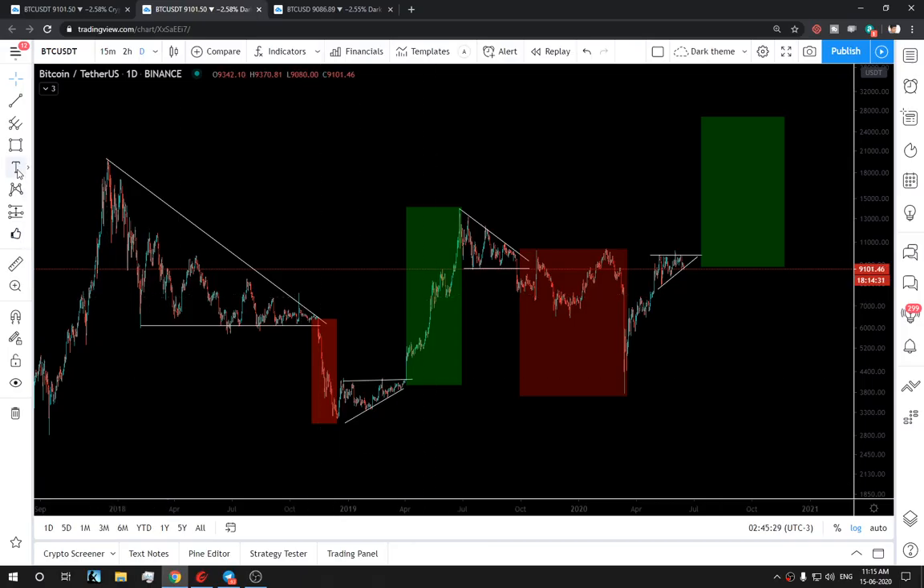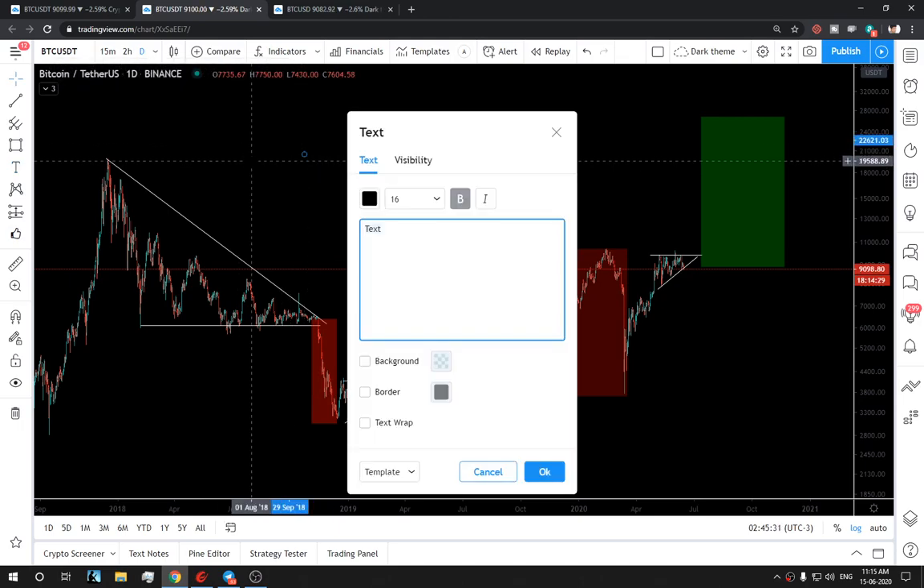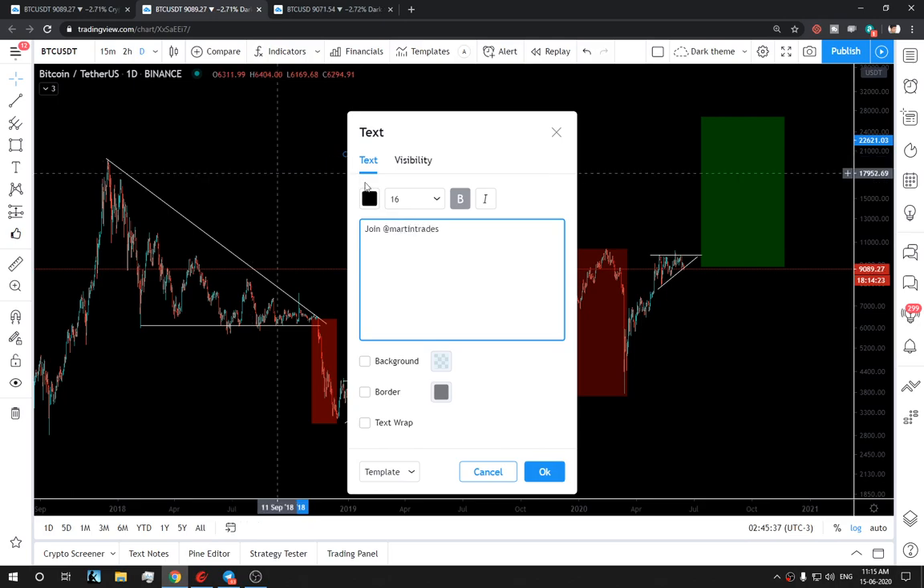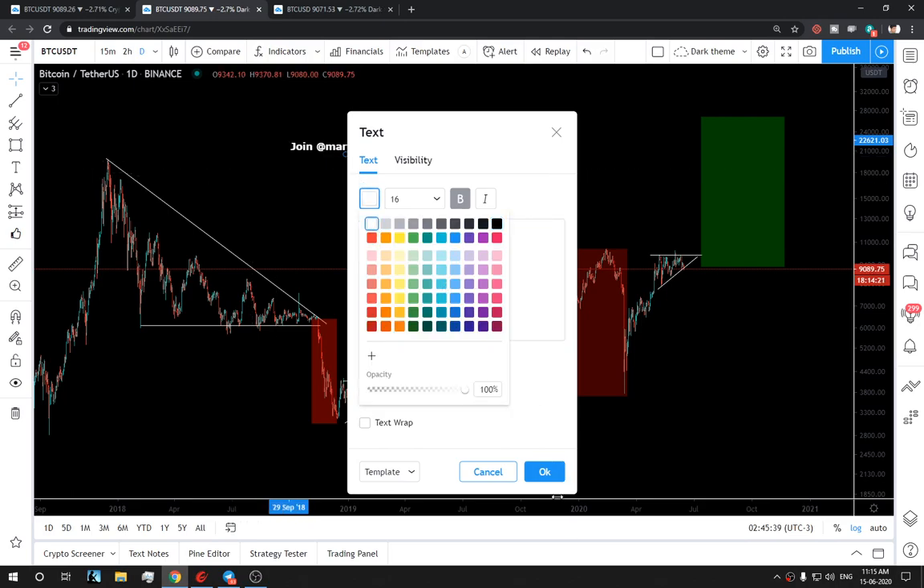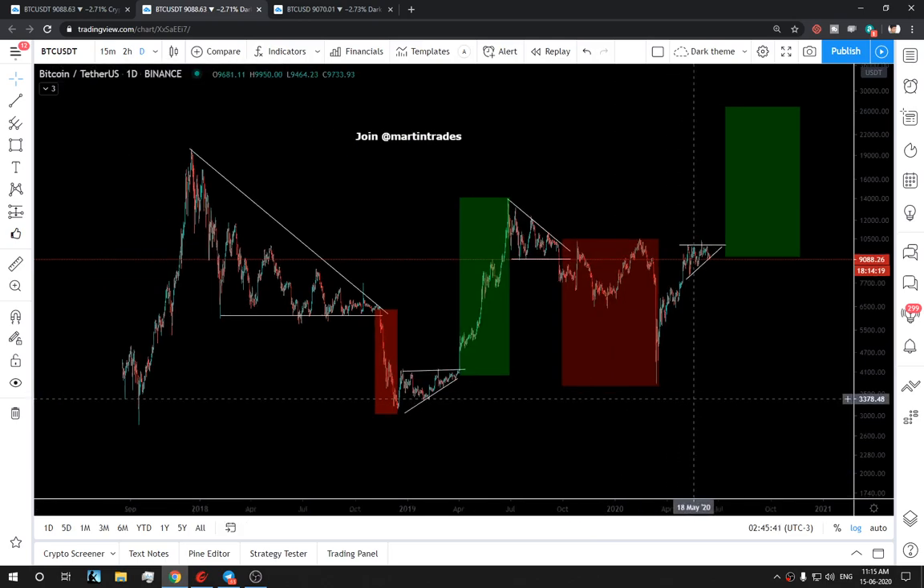So today I have brought a new analysis on BTC USD. So what I see in my perspective and what some more other things we can see.